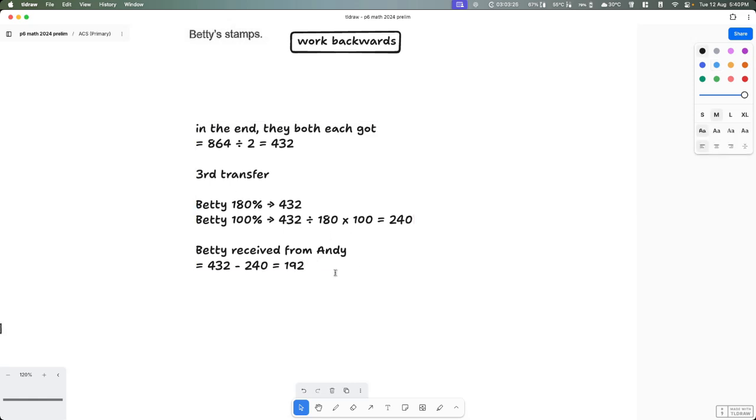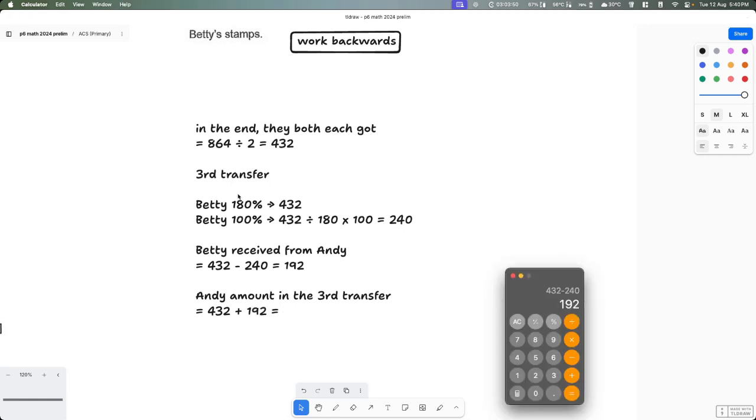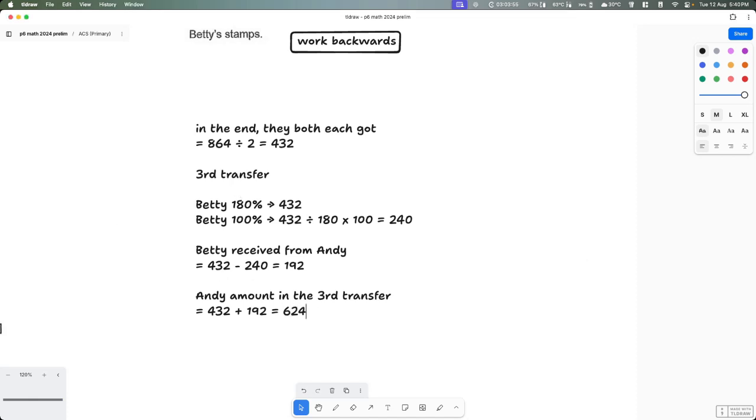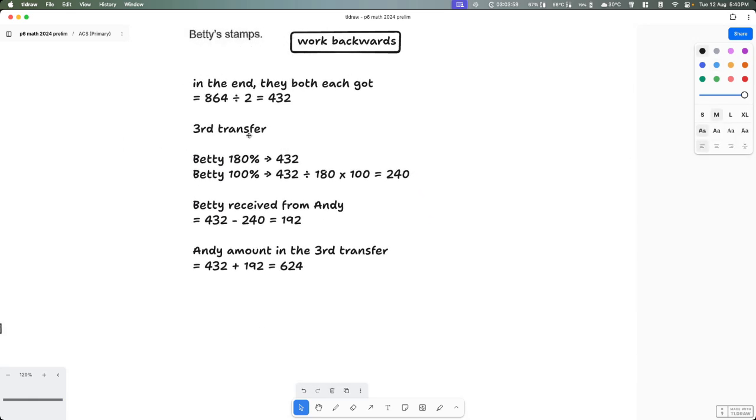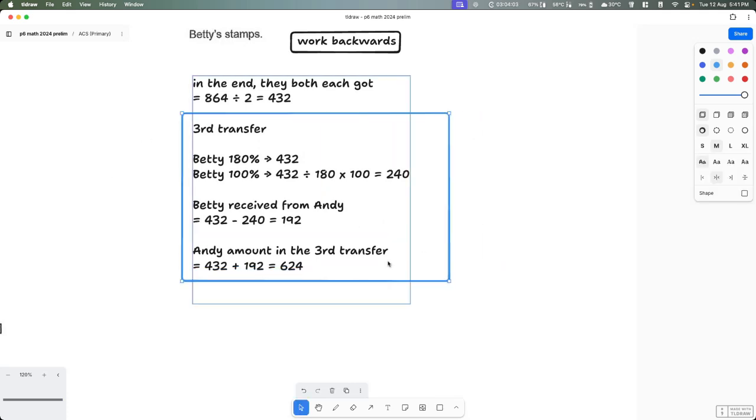Since Andy gave 192, that means he lost. So when we do reverse, we actually add. So Andy's amount in the third transfer is equal to 432 plus 192. So what would this become? 432 plus 192 is 624. So the amount in the third transfer Andy got is 624 in this case over here. So this is the first part.